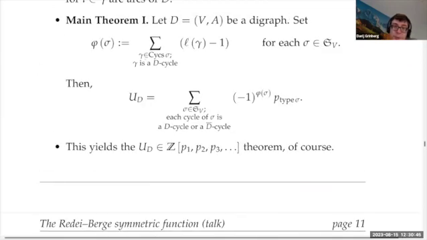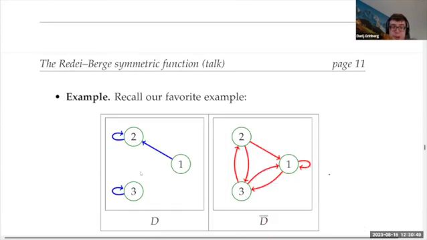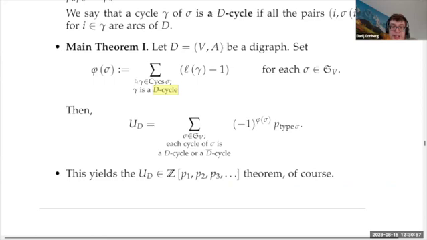Why are they 1? Basically because there are no non-trivial D cycles. If you look at the digraph D, its only cycles are trivial. So in particular, they all have odd lengths. So there is never any chance for the sign to become minus.